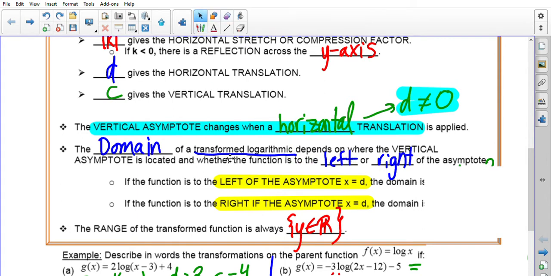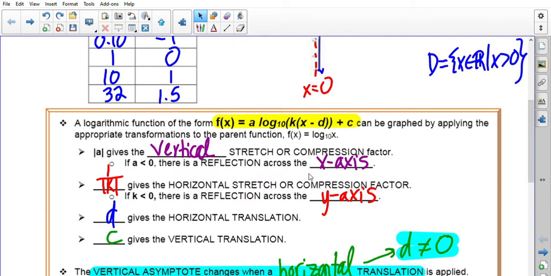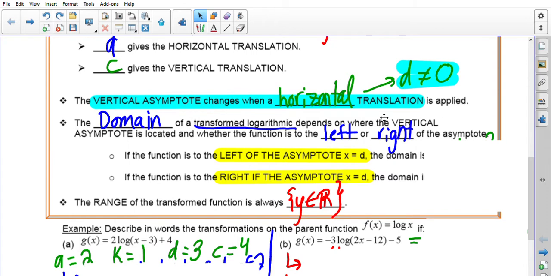The domain of a transformed log function will depend on two things: where the vertical asymptote has been located, so whether it's been horizontally translated, and whether the function is to the left or to the right of the asymptote. For example, here the function is to the right of the asymptote. However, if we reflected it across the y-axis, it would be to the left. So it does depend on those two things.